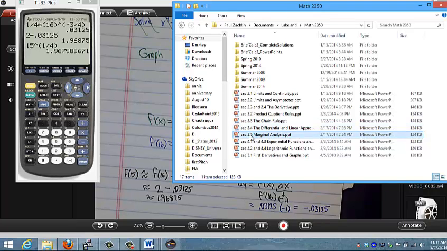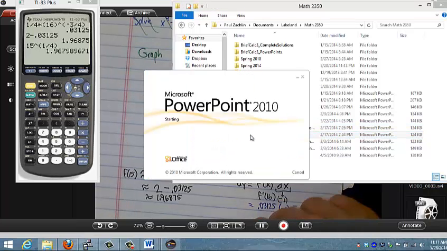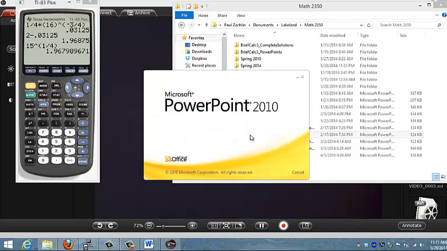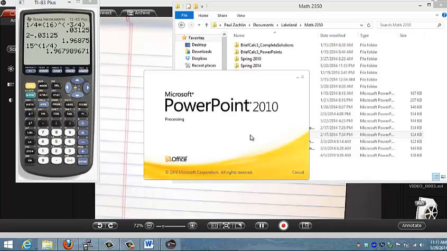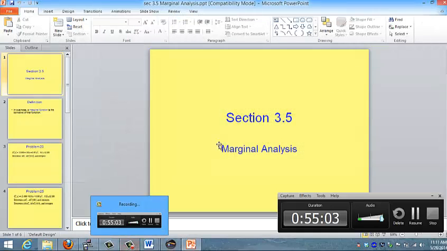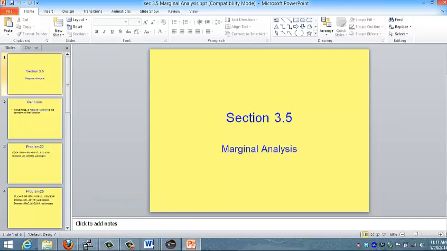So here we go. I need a new sheet of paper. All right, marginal analysis. So here I go.